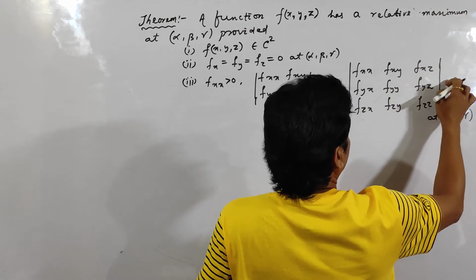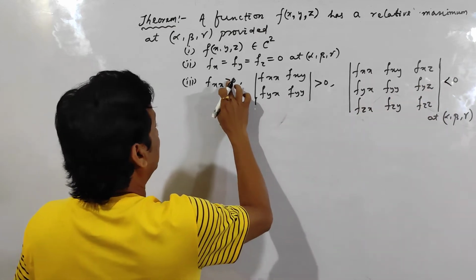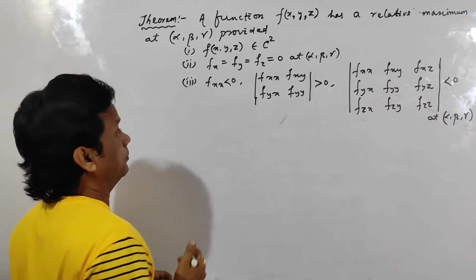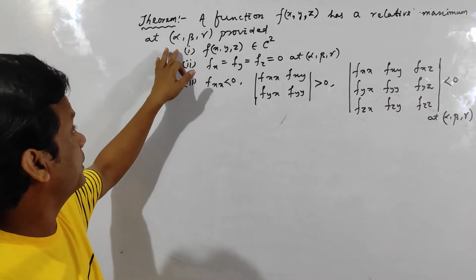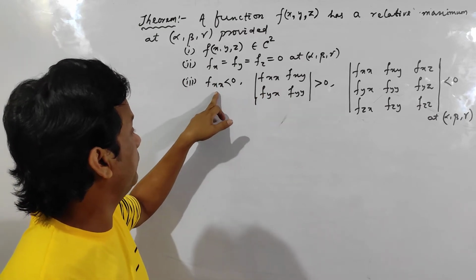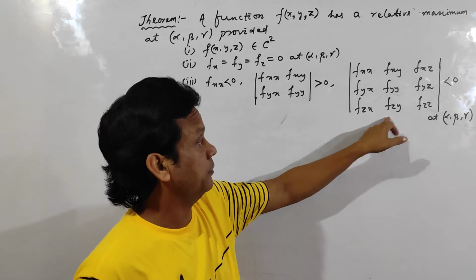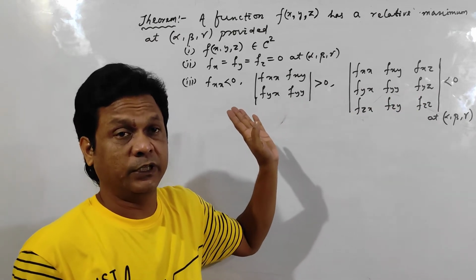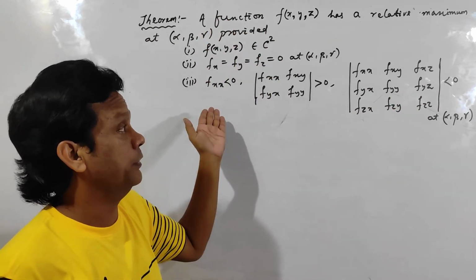and this quantity will be negative, and this quantity will be negative, and everything will remain the same. The first two properties will be the same, and here this one will be positive, and only fxx and the third order determinant will be negative. Okay, so these are the two conditions for maxima and minima.